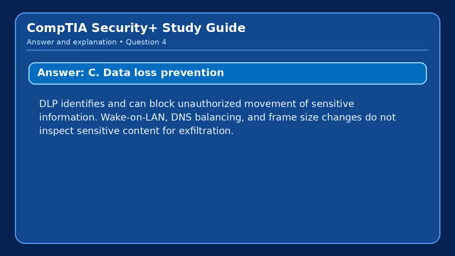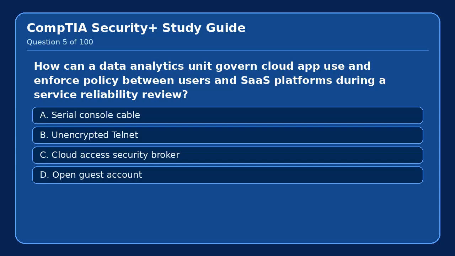Question 5. How can a data analytics unit govern cloud app use and enforce policy between users and SaaS platforms during a service reliability review? A. Serial console cable. B. An encrypted telnet. C. Cloud access security broker. D. Open guest account. Take a moment to choose your answer.